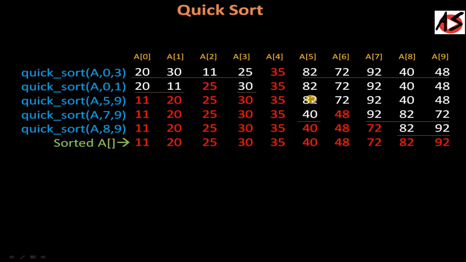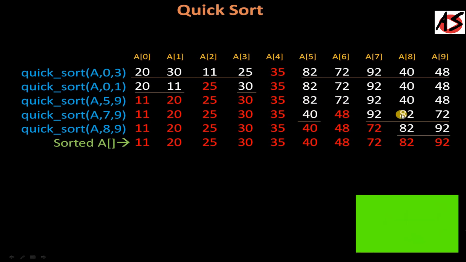Then you are taking 82. 82 is bigger than 48. Now you increment your j variable to 72. 72 is bigger than 48. Then you are moving ahead, 92. 92 is also bigger than 48. Then you are moving ahead, 40. 40 is smaller than 48. So you swap the elements at i plus 1 and j. So you swap 40 and 82. When your j reaches the high index, you swap i plus 1, that is 72, and 48.